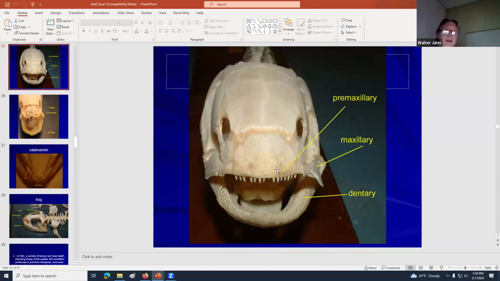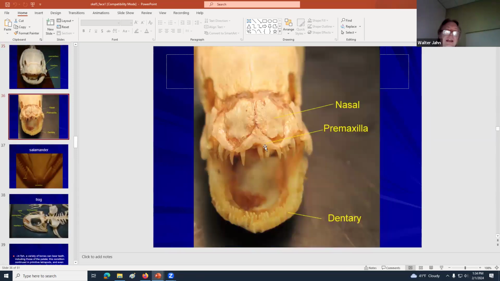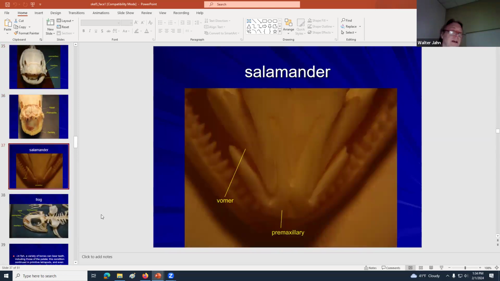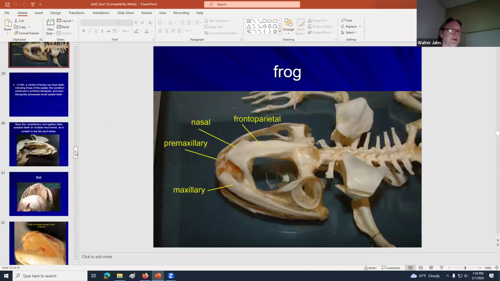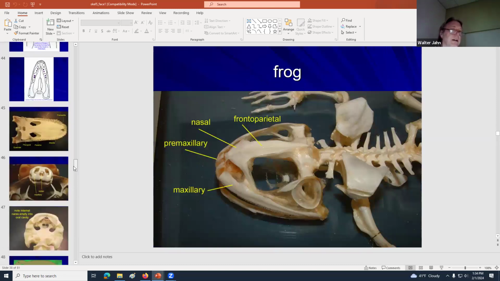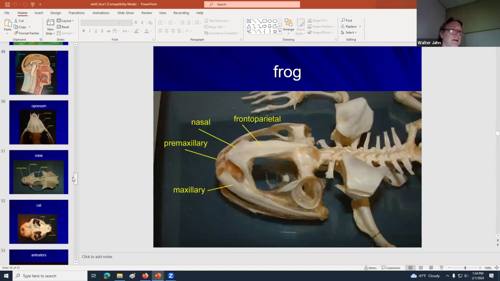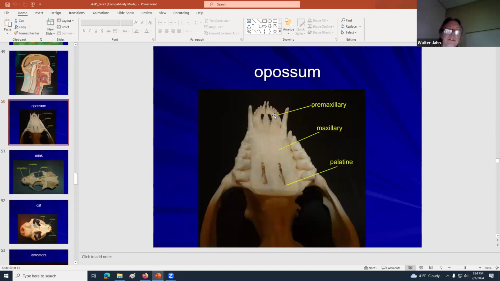Right. So there we go, separate bone, the premaxilla. Here we go, nice, look at that. It's its own separate bone. In the salamander, its own separate bone. The frog, we have it, its own separate bone, etc. So there's the premaxillary, even going into now mammals.